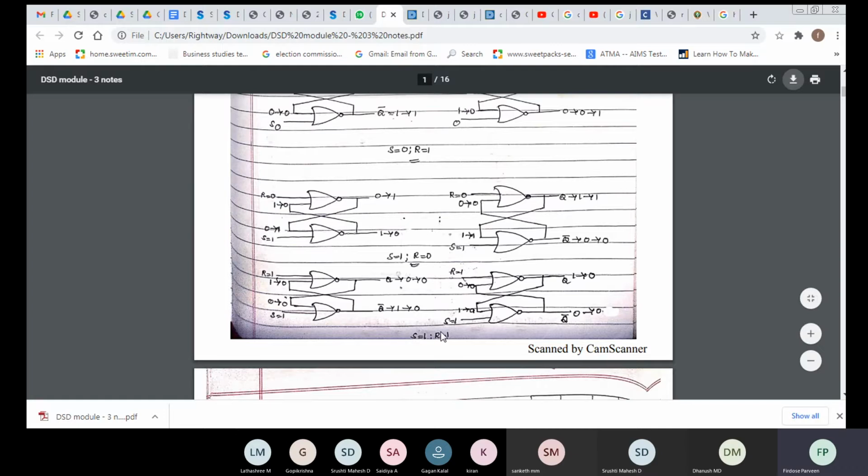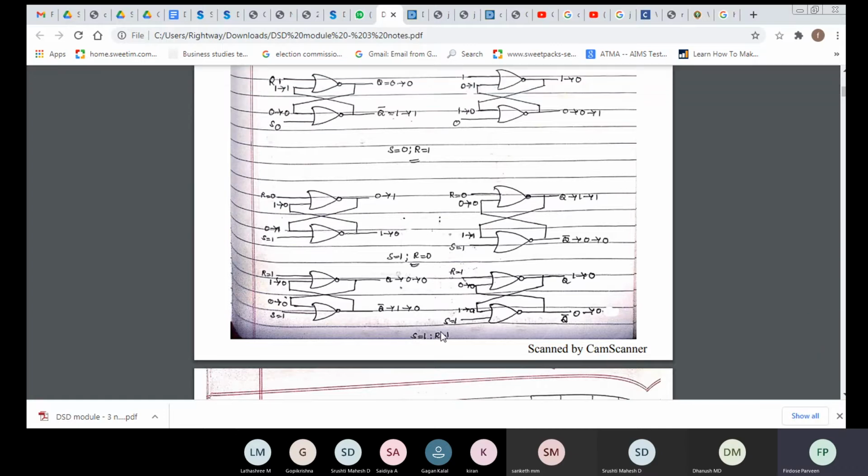So S is equal to 1 and R is equal to 1, and the previous state, let us assume, is 0 here. So this 0 comes here. 1, 0 means what happens? 1, 0 means the output is 0. So again this 0 comes here.